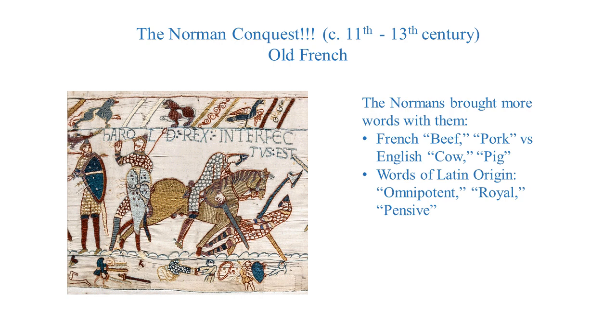Words like omnipotent, royal, pensive. When you look these words up in the dictionary, you'll often see in their etymology, that is, their history, that they are words from Old or Middle French, and these are all the results of the Norman conquest.